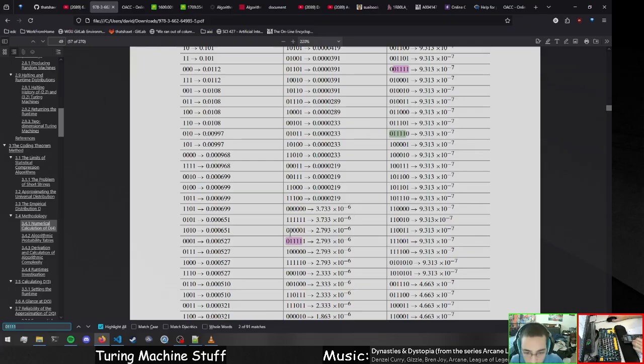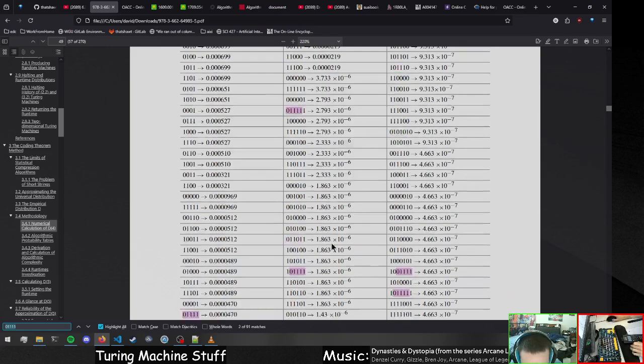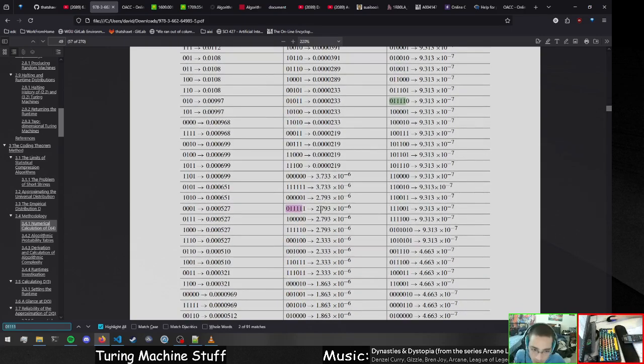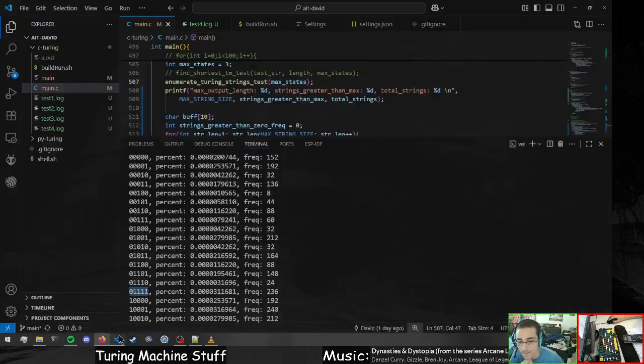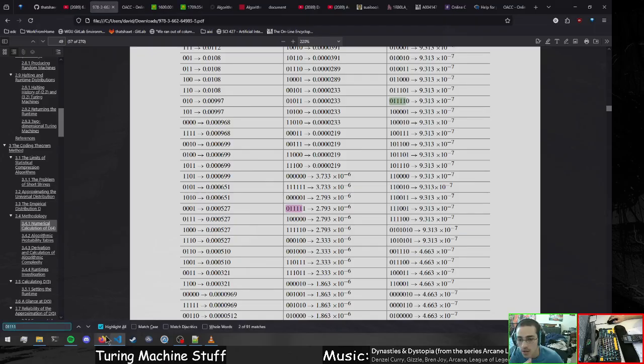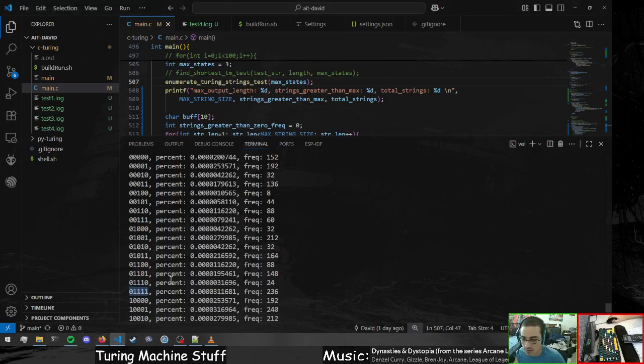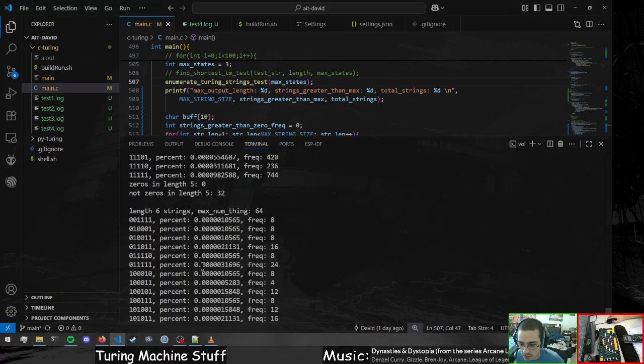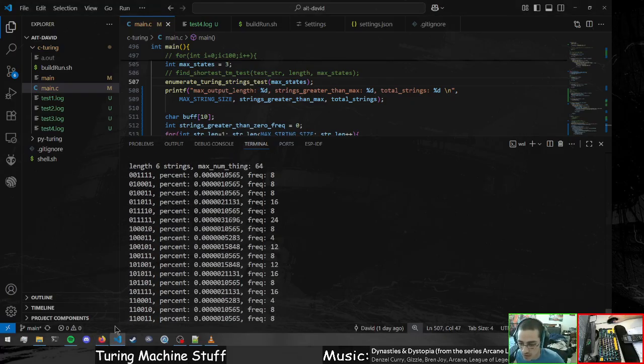6, length 6. Huh, so it cut off the 1. It cut off the 1, that's odd. Do we have this in the 6, length 6? We have to verify our findings. I don't think we... Oh, we do have it. Yeah, it's right here.